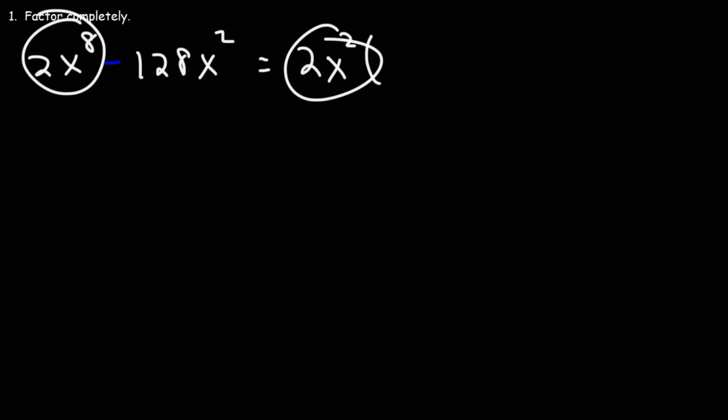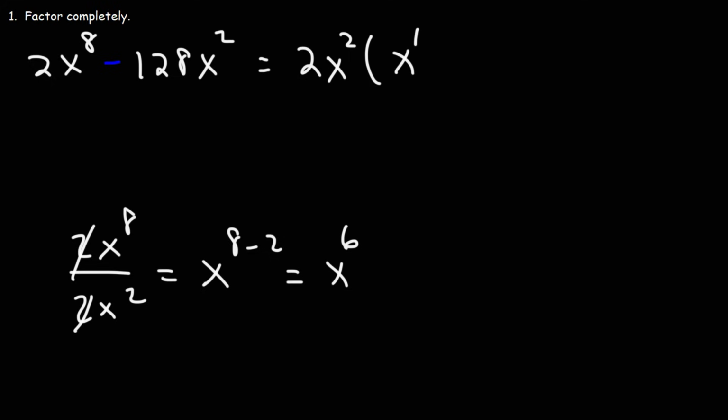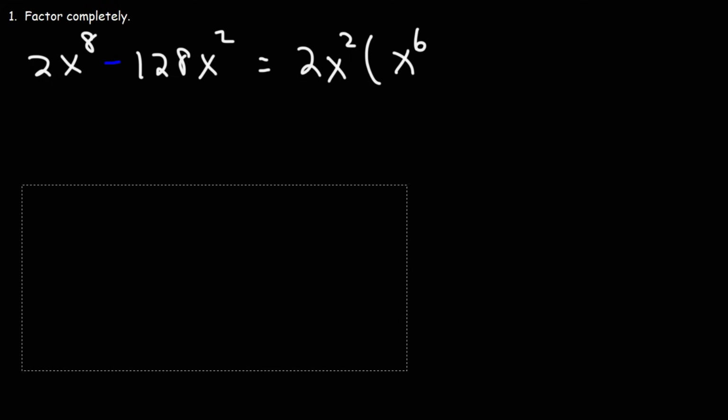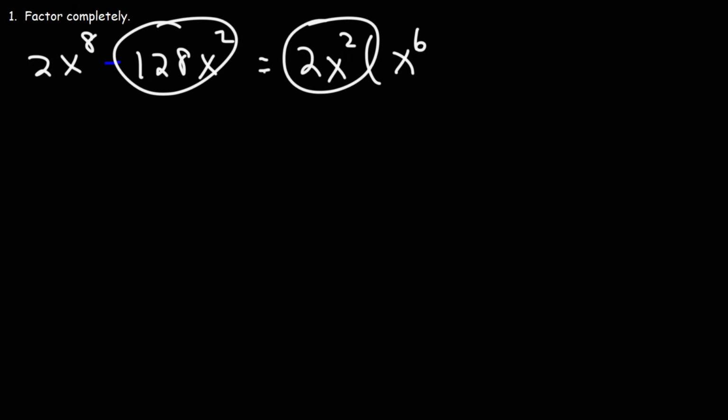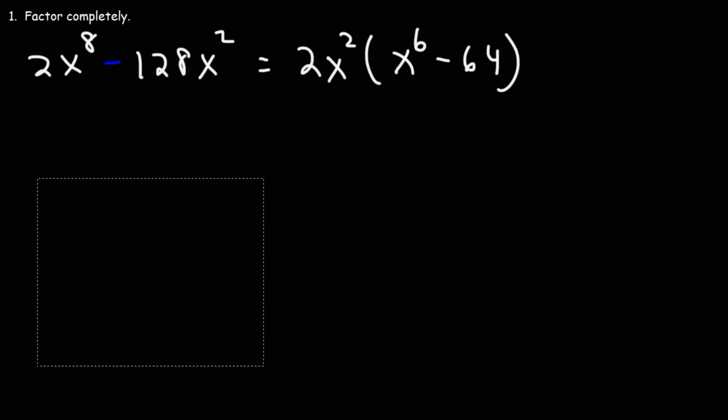Now dividing these two, if we take 2x to the 8 and divide it by 2x squared, these will cancel. This becomes x to the 8 minus x squared, or 8 minus 2, and we get x to the 6. That's going to go in here. To get the next term, we need to divide those two. So if we divide negative 128x squared by 2x squared, these will cancel, and we'll get negative 64. Now what we have here is a difference of two squares.